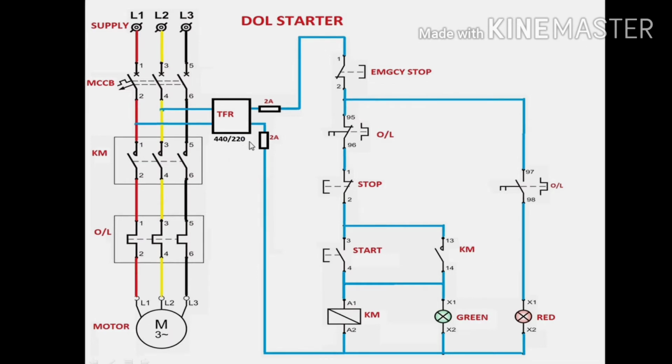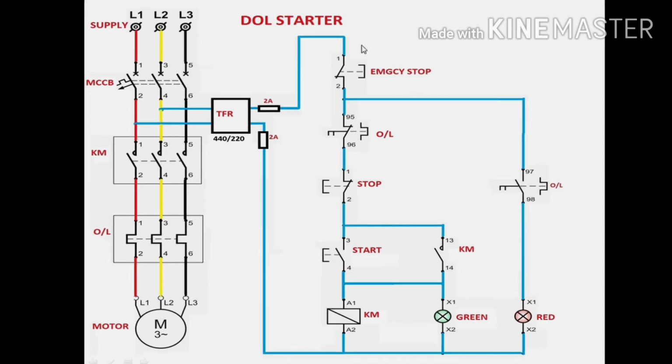Now let's see the control circuit. Out of the three phases, we have taken two phases. That is 440 volts, which is converted to 220 by the transformer, and taken as the control circuit. These are two fuses of 2 ampere. This is the emergency stop, to stop in case of any emergency. This is the overload relay, one NC contact. This will open in case of overload.